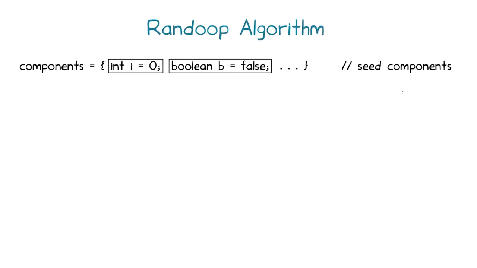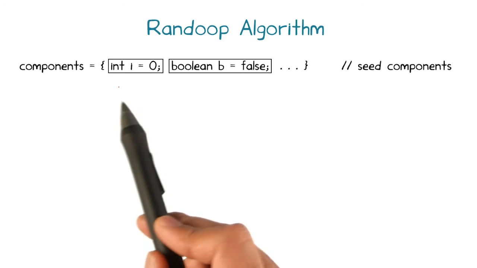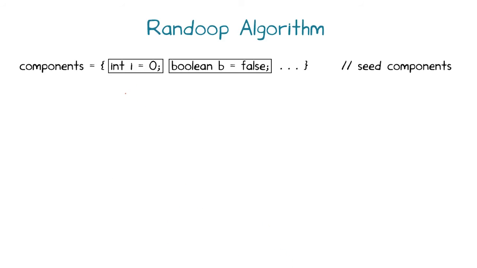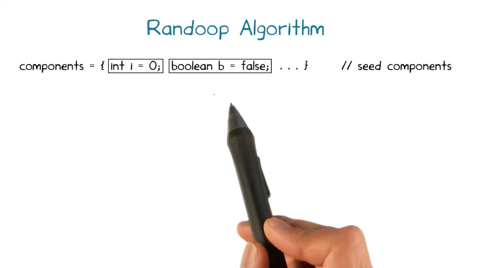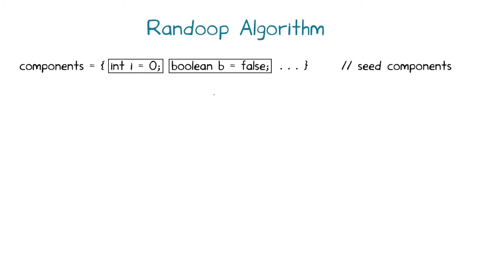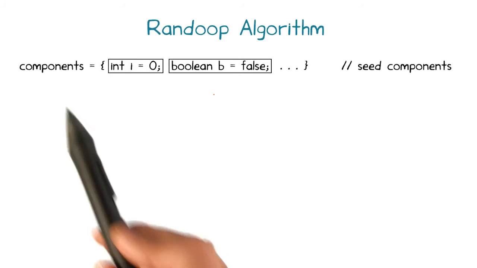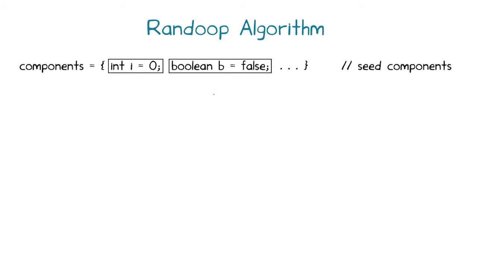If Randoop decides to call a method with an integer typed argument, it can use this first component, which computes the integer I. If Randoop decides to call a method with a Boolean typed argument, it can use this second component, which computes the Boolean B, and so on. This set of components grows with progressively longer sequences as the algorithm progresses. These sequences will compute increasingly complex objects such as linked lists and trees.